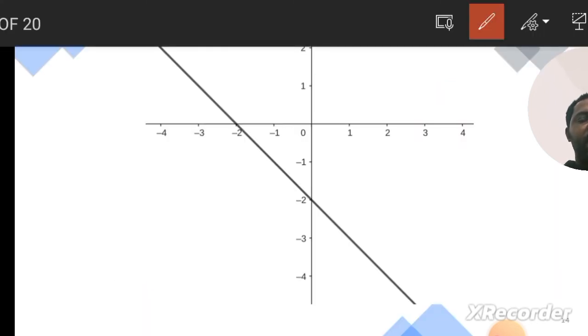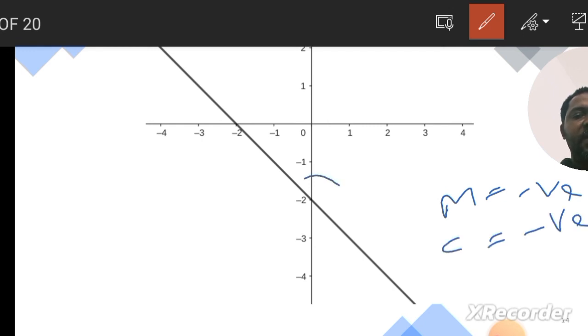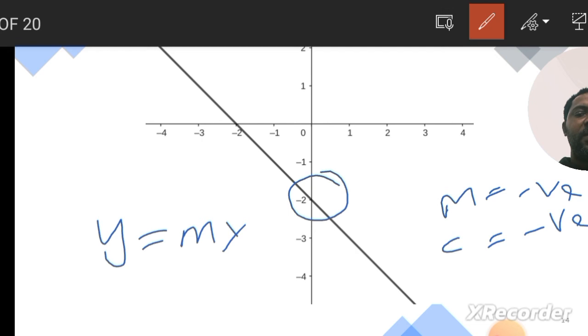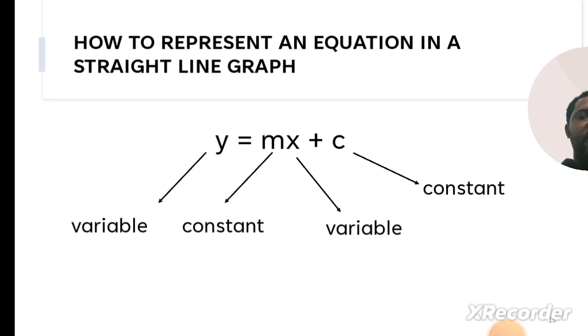Here in this graph, the slope is negative. So I can write here that m is negative. And we can also say that the intercept c is negative. Why? Because the line cuts the negative y-axis, so the intercept is negative. So here we can say that the graph is y equal to negative mx minus c. Let me rewrite that. That's minus mx minus c. Okay, that's important. So that is it.